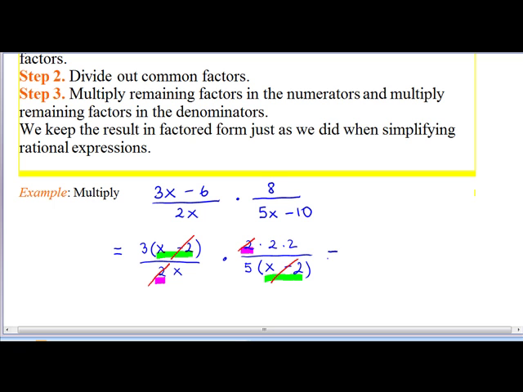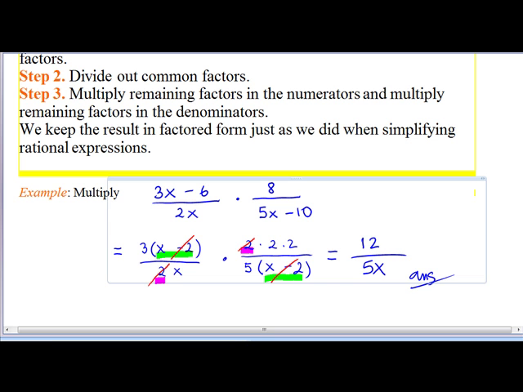So we go to step 3, where we multiply the remaining factors in the numerator. So take 3 times 2 times 2, I get 12. And then we do the same thing in the denominator. x times 5 is 5x. So that is how we multiply rational expressions. So right here is our answer.